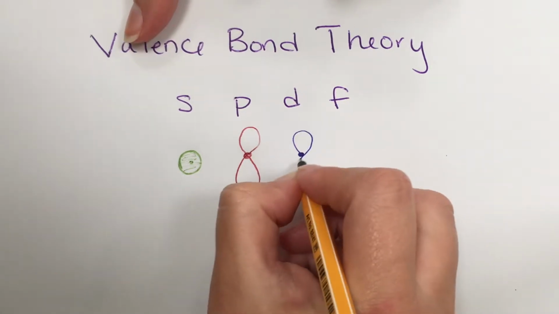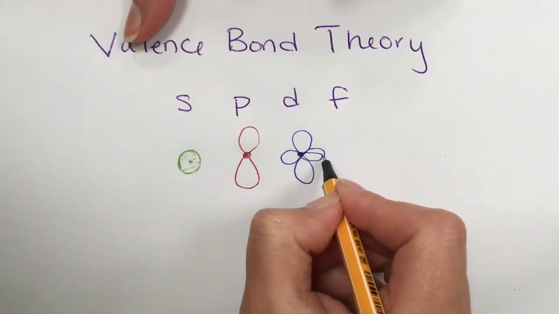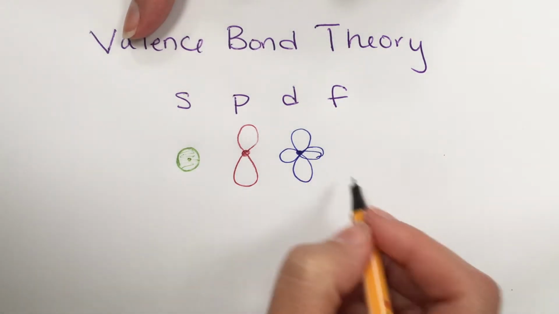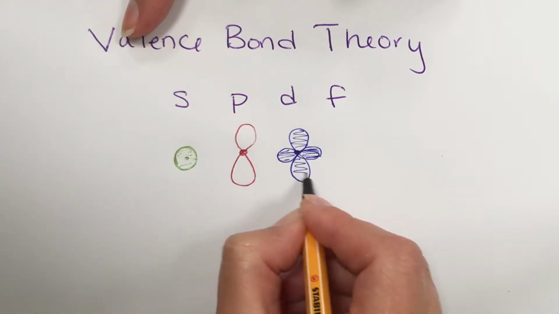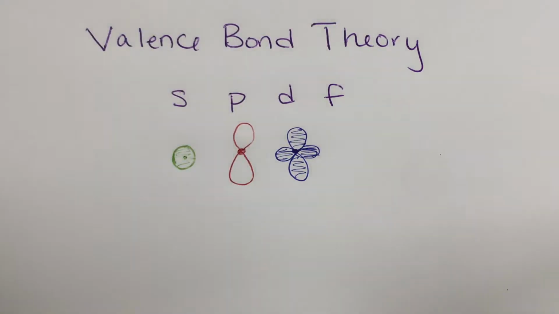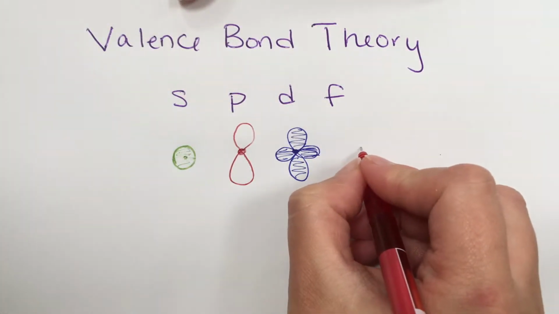2 p orbitals. That's a bad one. So 2 p orbitals like that. I'll shade it in just to make it not look like I messed up. And then f would be basically the same thing, but with 1 more p orbital.